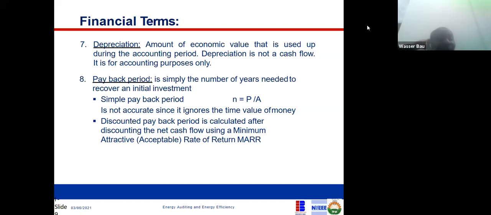We might not go into all that, but for the payback we have the simple payback period and we have the discounted payback period. Simply put, the discounted payback period takes into account the time value of money, while the simple payback period is just the cost of investment over the savings. So if I invest 20,000 naira and every year I'm going to recover 5,000, the payback period will be 20/5, which is 4 years. So it means in 4 years' time, I'll recover my money.